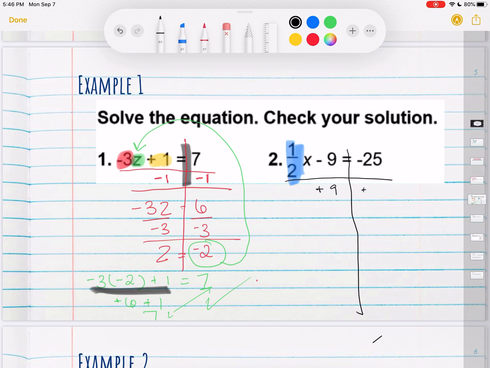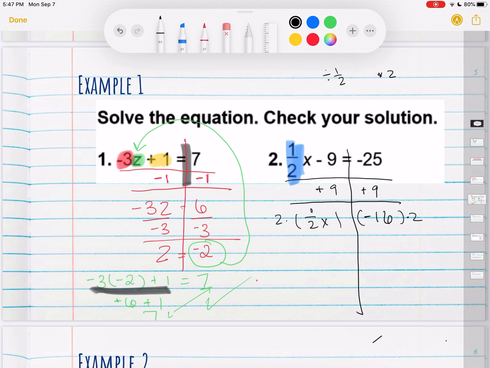I'm going to add 9 to each side. So when I add 9 to the left, I'm left with 1/2 x. When I add 9 to the right, I'm left with -16. Now, it's time to get rid of that best friend, that 1/2. How do I get rid of 1/2 times? I can do two things. I can divide by 1/2. I can also multiply by 2. I'm going to multiply by 2 because I like it a little bit more. But you can do whatever you want.